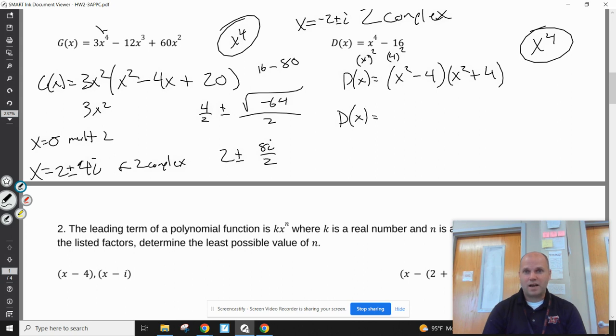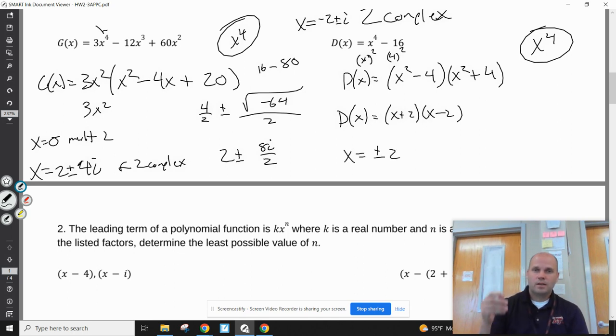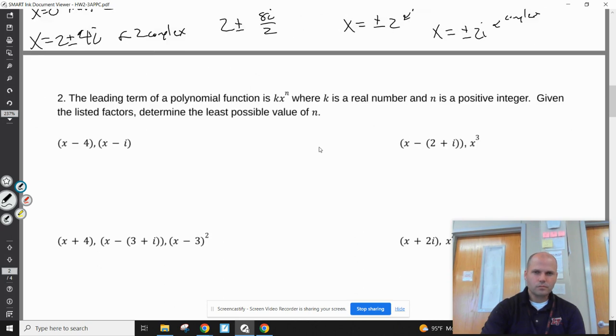Now, x squared minus 4 can be factored to be x plus 2, x minus 2, giving us 2 solutions, x equals positive or negative 2. The other 2 have to come from here. You're going to have complex ones. You'll have x equals plus or minus 2i, the square root of negative 4. There's my 4: 2 real, 2 complex. You did not have to find the complex, but this just kind of shows you.